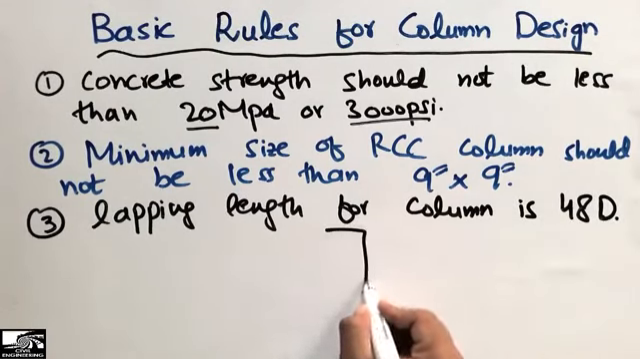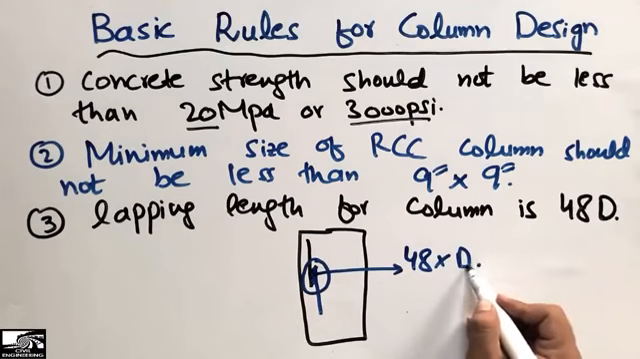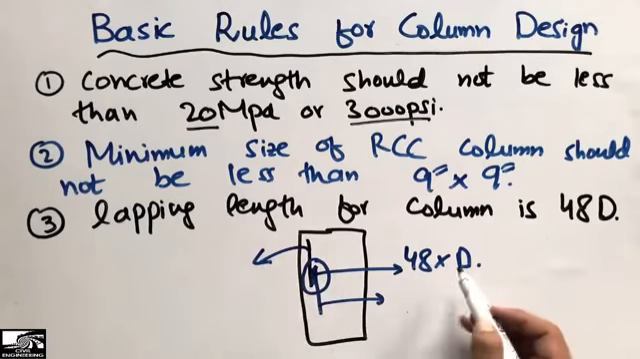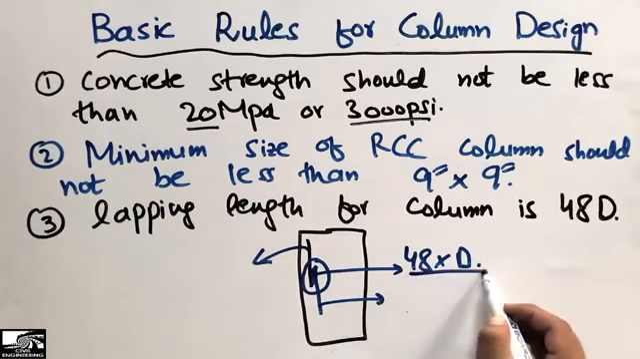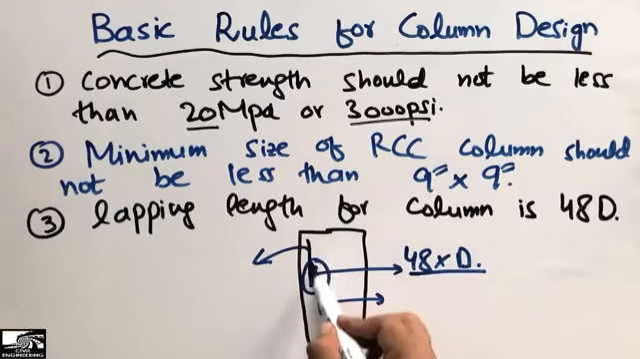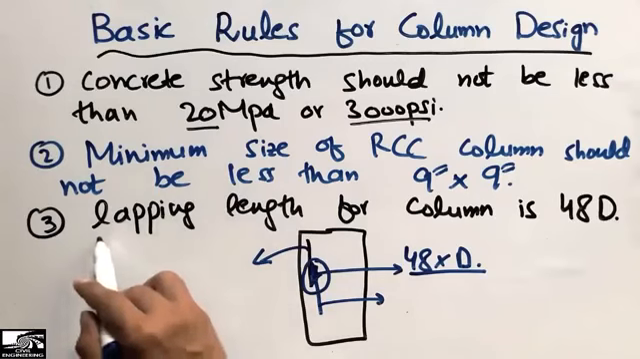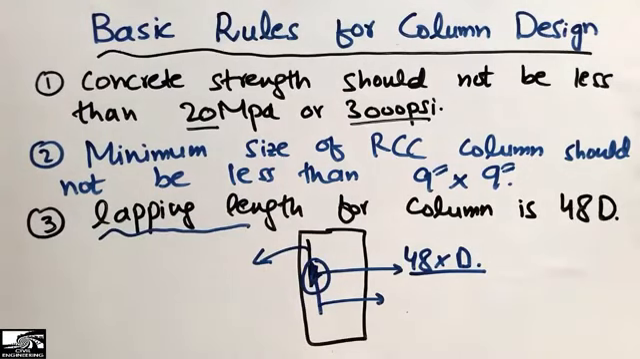For example, if this is my column and I want to overlap these two reinforcements, one is this steel bar and one is this reinforcement. So this is called the lapping length, and this lapping length must have a length of 48 into D, where D is the diameter of the smaller bar. Whether this is the smaller bar or that is the smaller bar, we should put the value of D and multiply it with 48. We should get the value of the lapping length. This is a very important point for the design of the column.